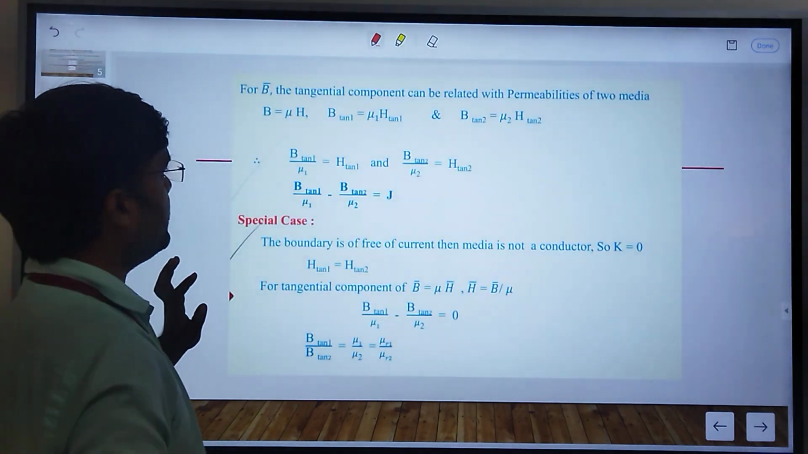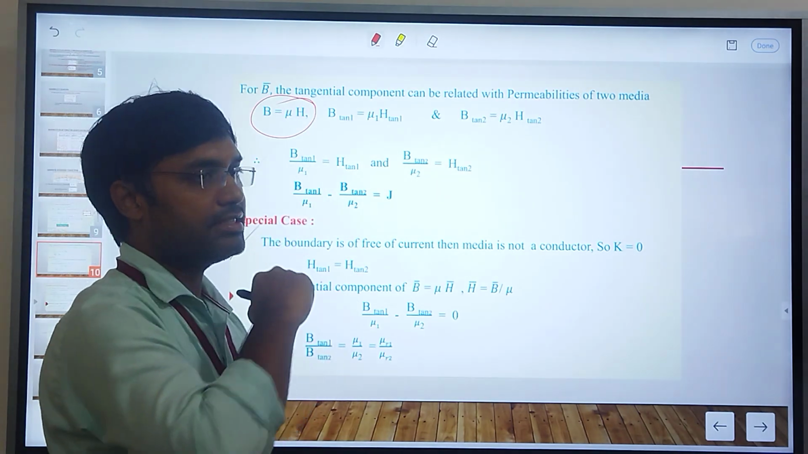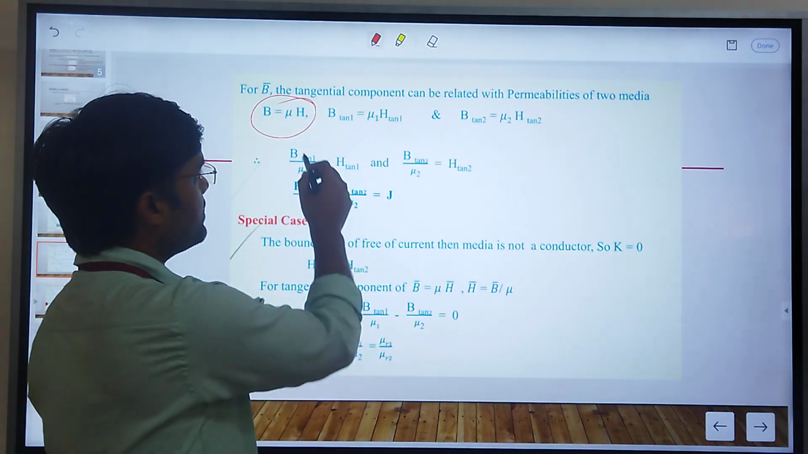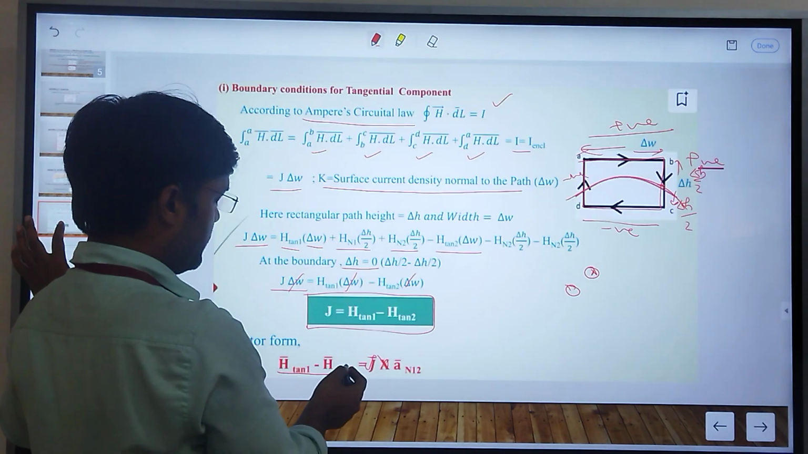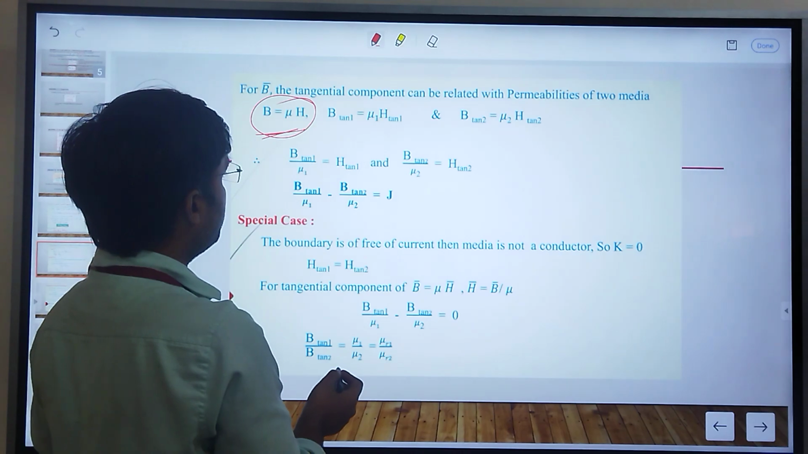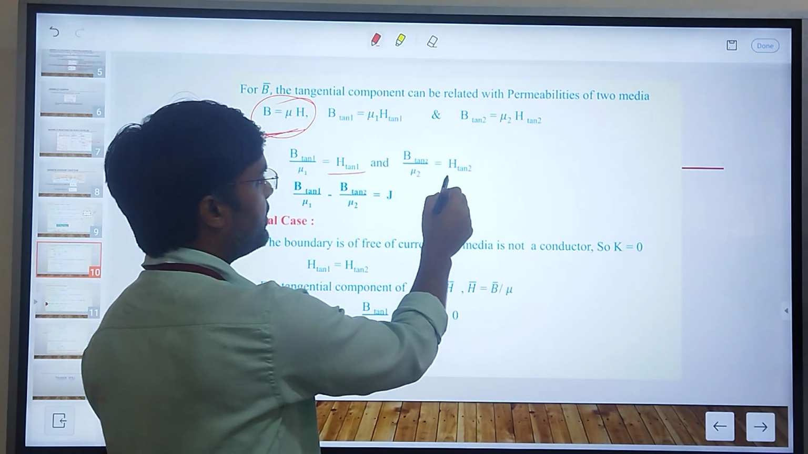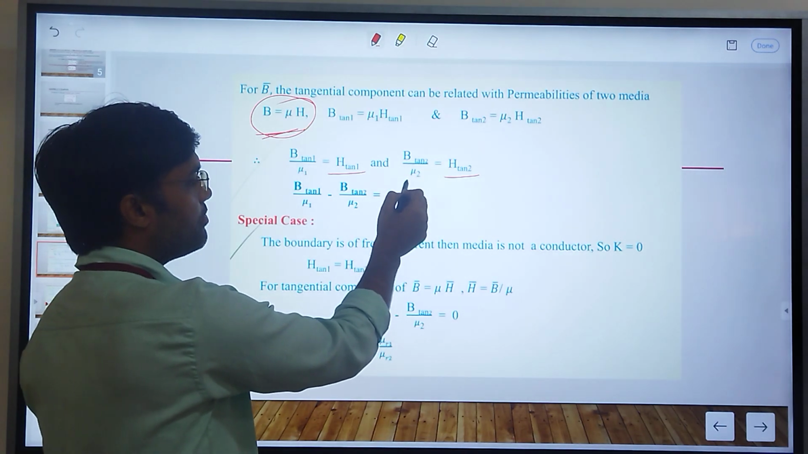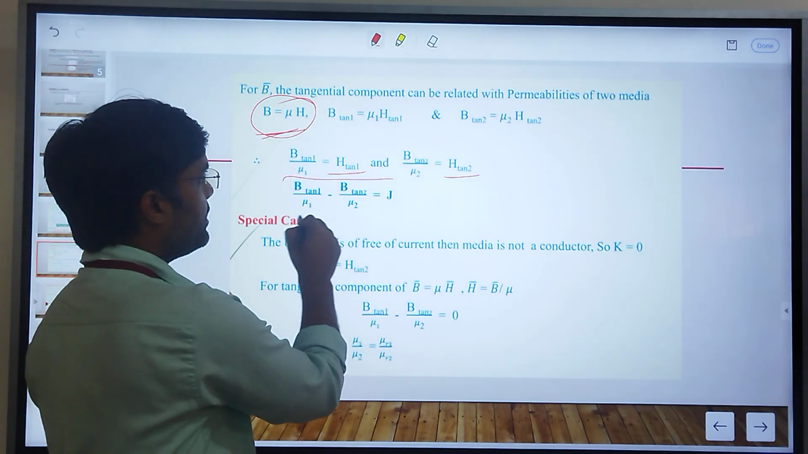So come to the next slide. Now we can get, using B equal to mu H, magnetic flux density is related to magnetic field intensity by using this formula. So if we have this relation of H tangential, we can find out the relation of B tangential. So we have H tangential 1 and H tangential 2 can be written as B tangential 2 by mu2 and B tangential 1 by mu1.